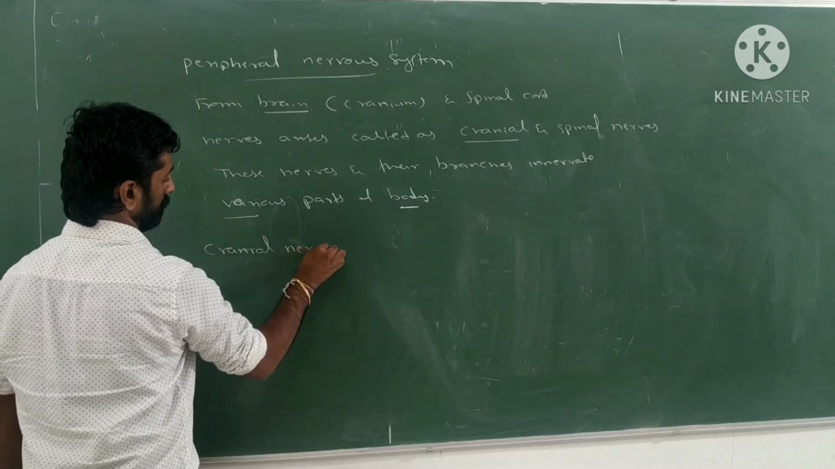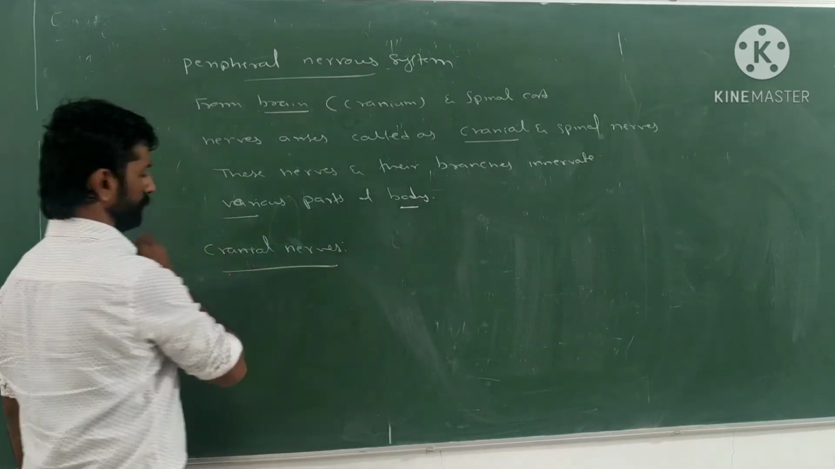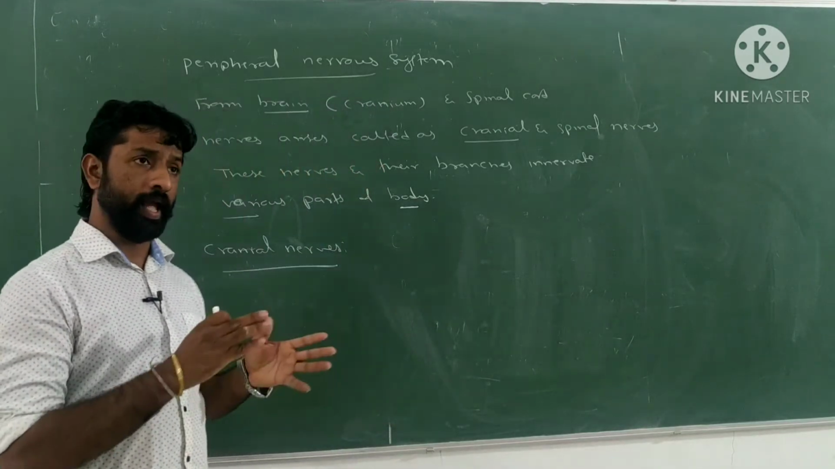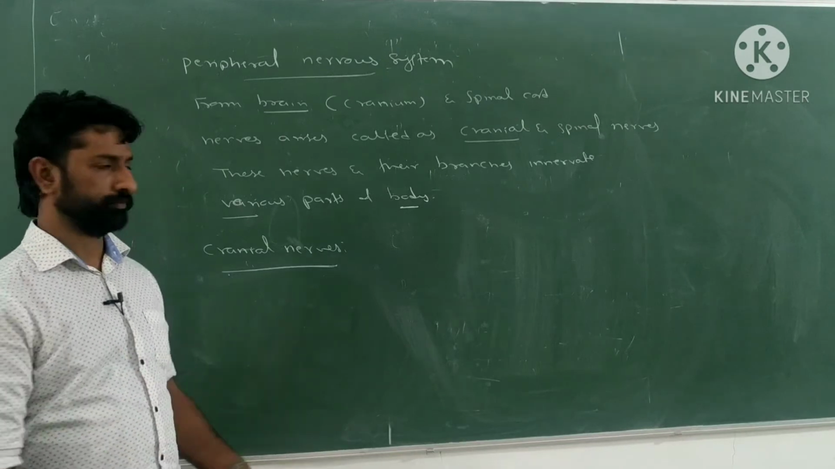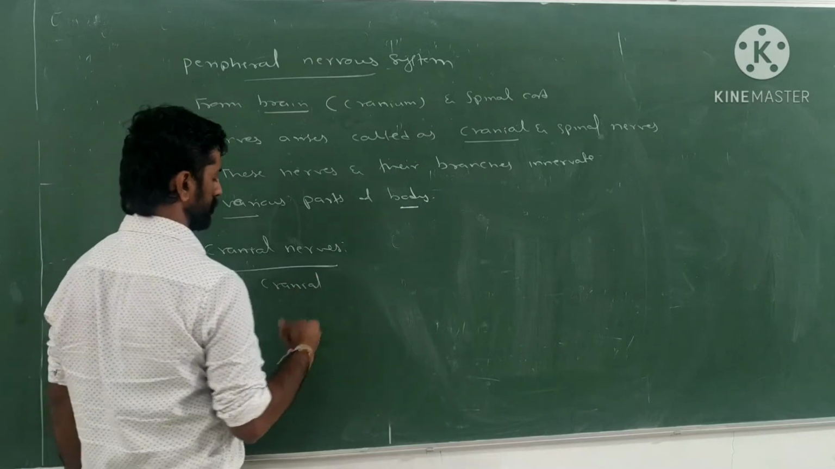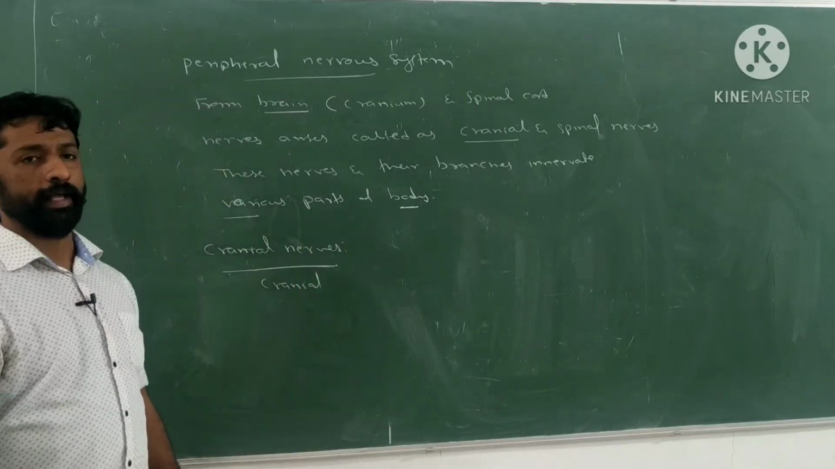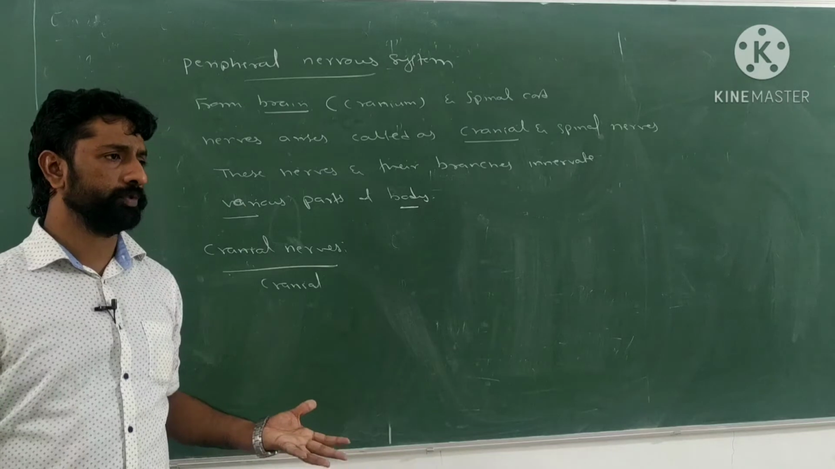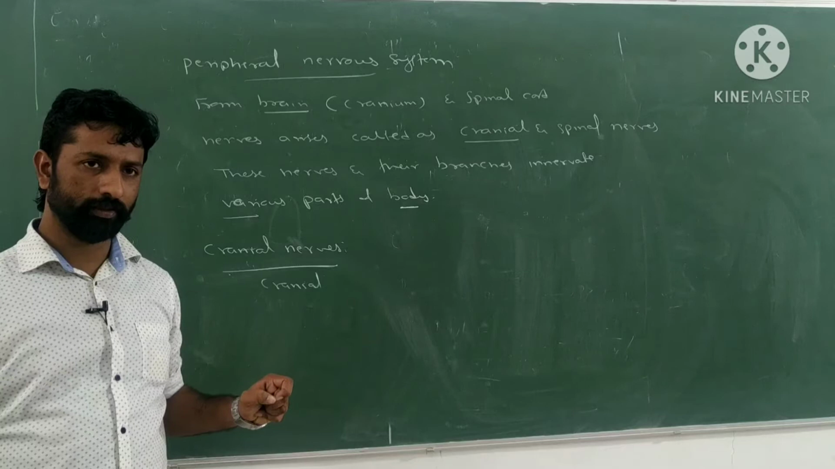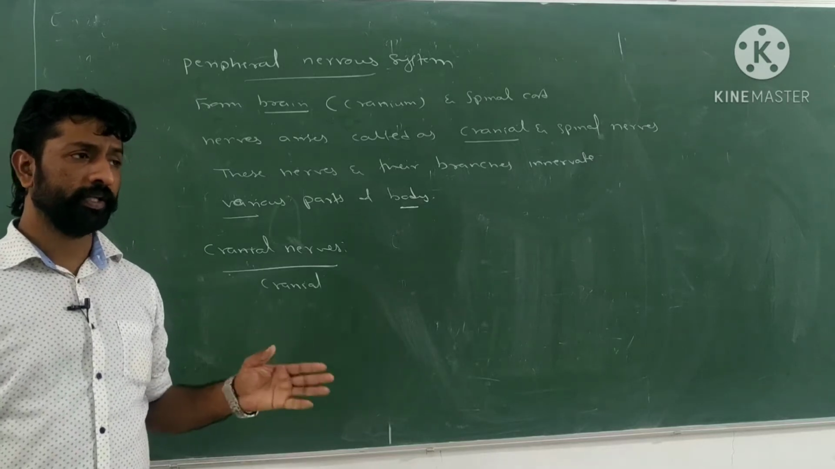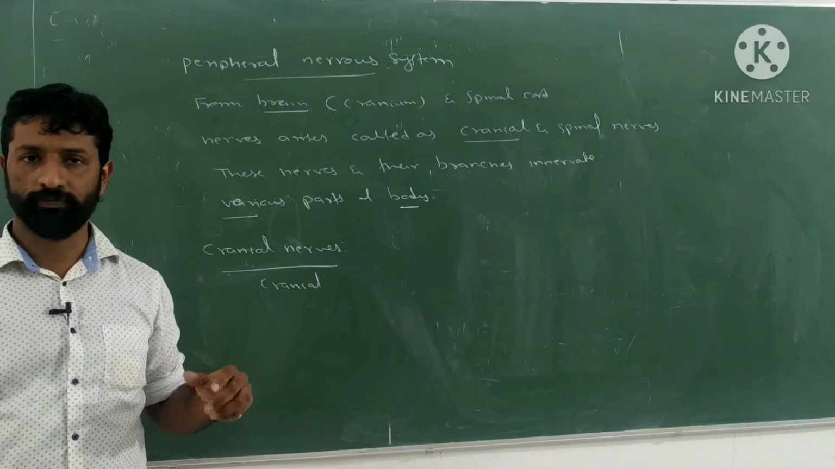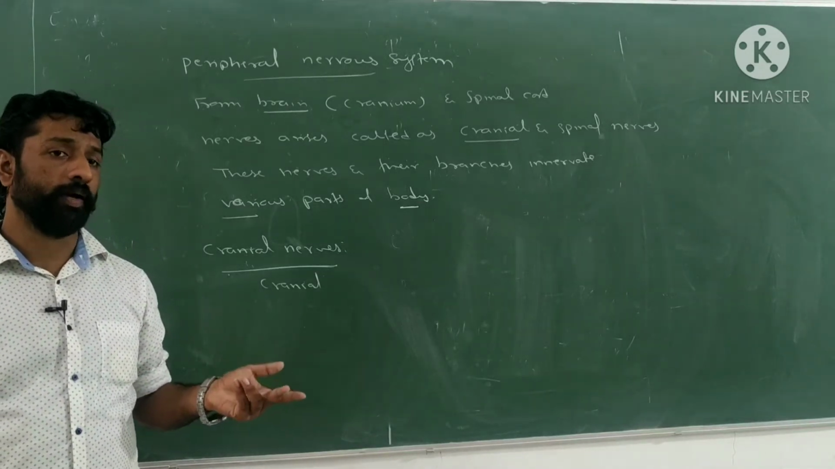Cranial nerves. See how many pairs of cranial nerves are present in anamniotes and amniotes. The number of cranial nerves differentiates between anamniotes and amniotes. What do we mean by anamniotes? Those organisms in which, during the development of the embryo, there is no development of the amnion layer are called anamniotes. If the amnion layer develops, they are called amniotes.